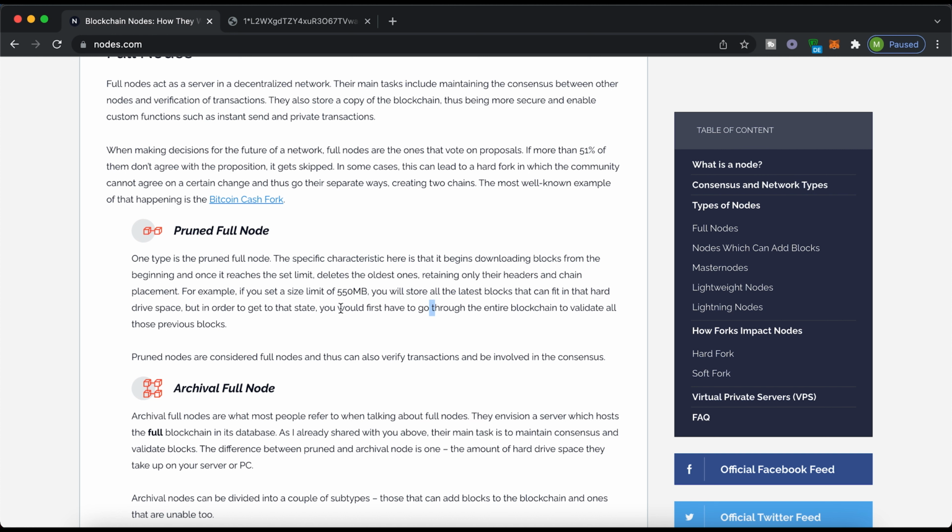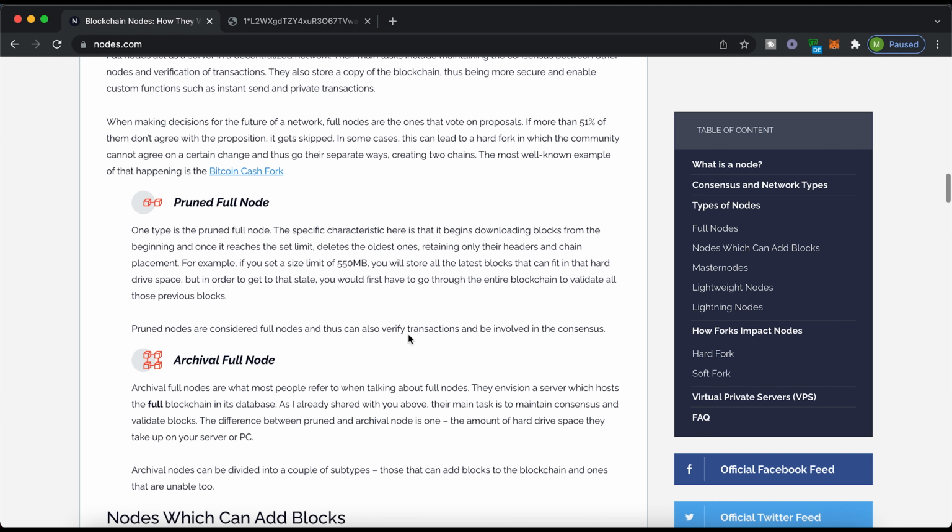But for them to even get to the latest blocks on the blockchain, they would have to validate all the previous blocks on the blockchain. So they could verify transactions and be involved in consensus. Consensus means an agreement that this transaction here happened and it happened like this.